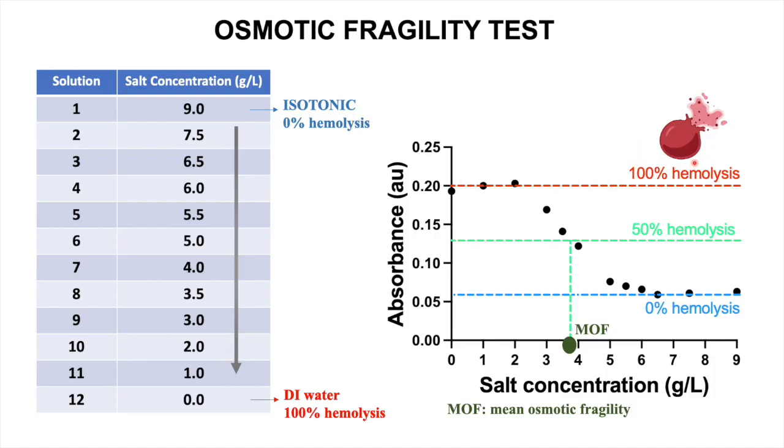When hemolysis takes place, cells release their internal content, namely hemoglobin, into the supernatant. Absorbance measurement of the supernatant quantifies the hemolysis level and hence osmotic fragility of red blood cells. Mean osmotic fragility is expressed as a salt concentration where we have 50% hemolysis.